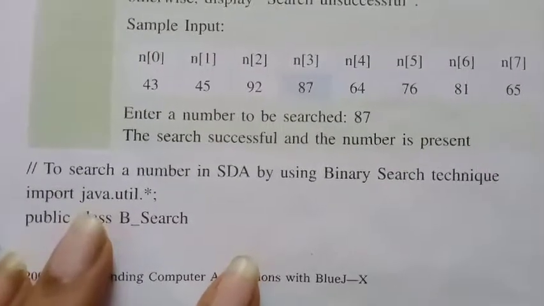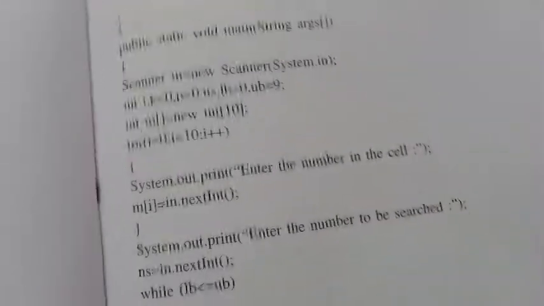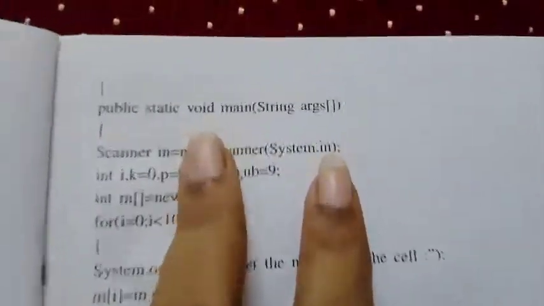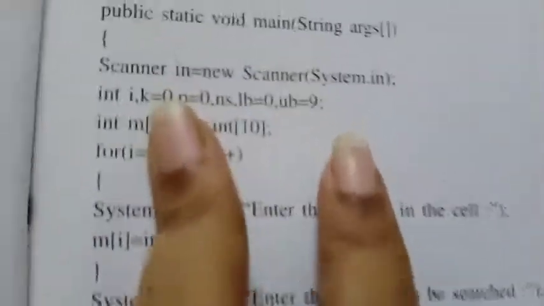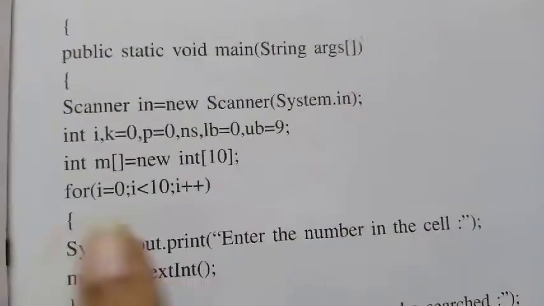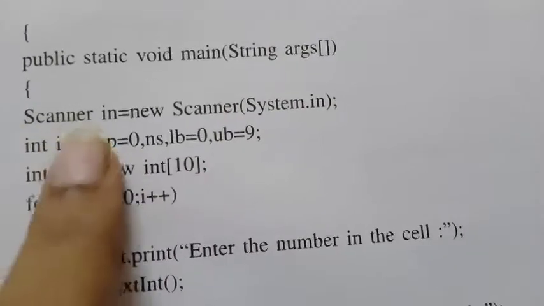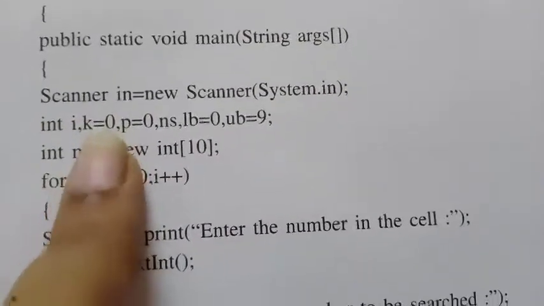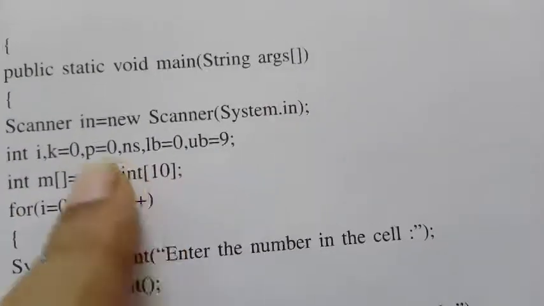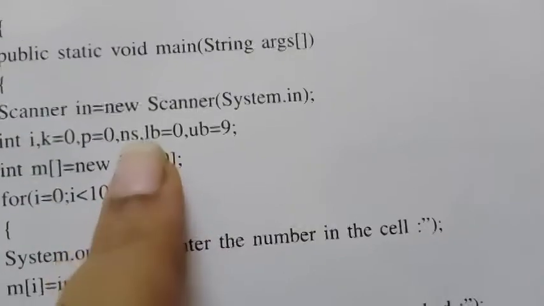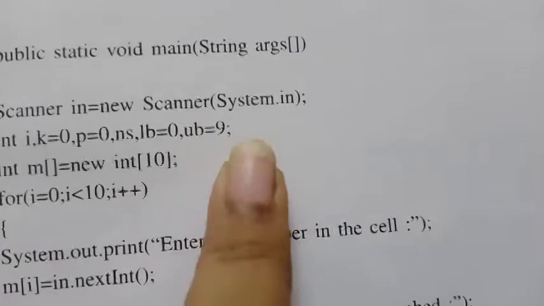So this is import java.util, to import your Java utility package, and the class name is BSearch. This is your void main function. Then the Scanner class has been declared. Then these are the variables you are going to use. I is for your array and k is your flag, as we did in the linear search. If the number is found, we assign k equal to 1, p is for your position, and n is for the number to be searched. LB is your lower bound and UB is your upper bound.